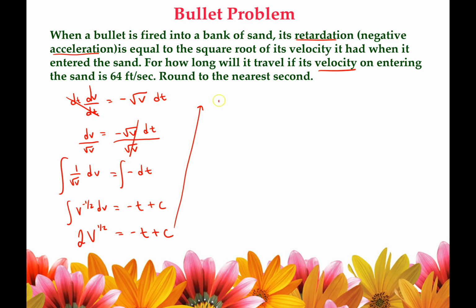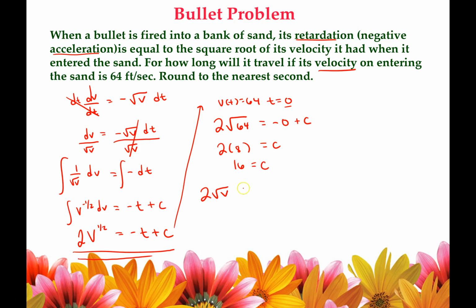Next step is going to be to solve for c, and so we know that our velocity is equal to 64 when our time is 0. That's the original time when it hits the sand. So solving for c, I'm going to have 2 times the square root of 64, because that's the same thing as v to the 1/2, equals negative t plus c. Well, my t is 0, so I can put a negative 0 there. So this is going to give me 2 times 8 equals c. This is 16 equals c.